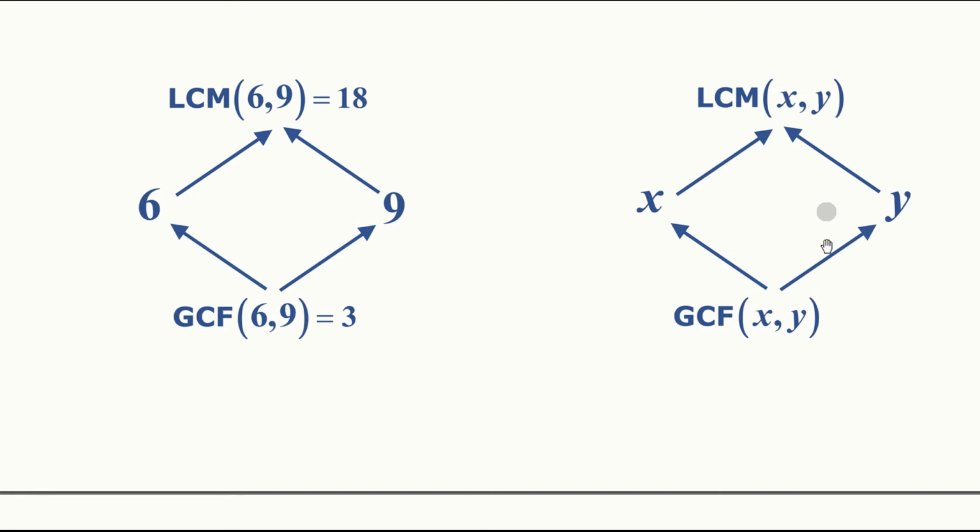So we can make a general case of this. If x and y are any two natural numbers, then the GCF again is the largest number that goes into both of them, and the LCM is the smallest number that they both go into.